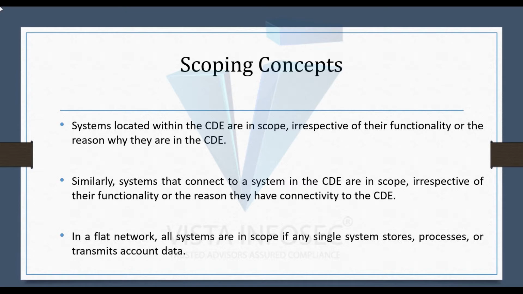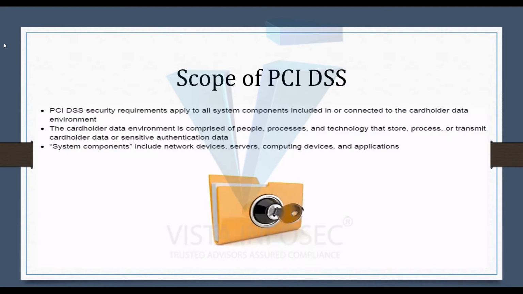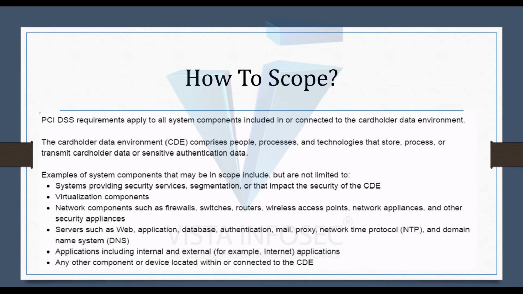So this is where it made a huge difference for them, because it delayed the time, it extended the cost also. So anything and everything, people, process, technology, and system components, everything, network devices, servers, computing devices, applications, everything is in scope. Then how do you do scope?